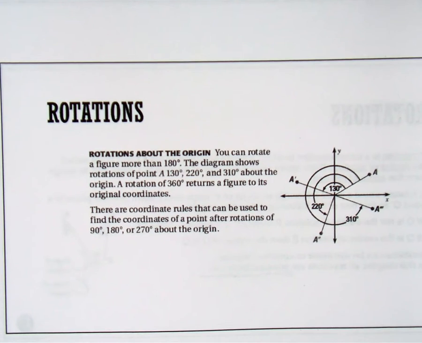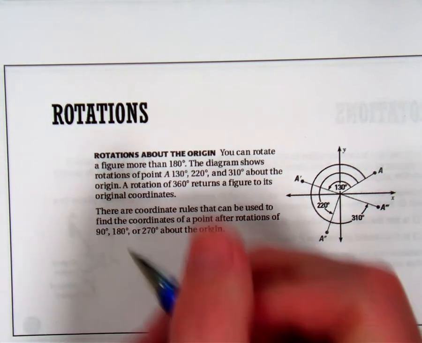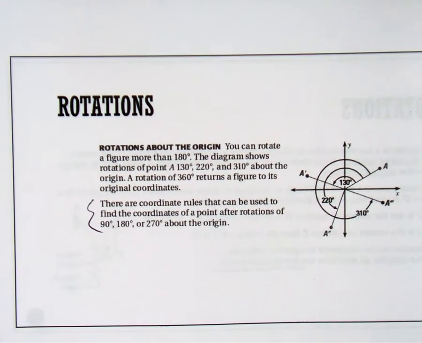Rotations about the origin. This is the stuff we're going to be doing. You can rotate a figure more than 180 degrees. This diagram shows rotations of point A, 130 degrees, 220, and 310. A rotation of 360 would return it to its original coordinates. There are coordinate rules that can be used to find the coordinates of a point after rotations of 90, 180, and 270. And that is the stuff we're going to be doing. We're going to be doing the classics here, 90, 180, 270.